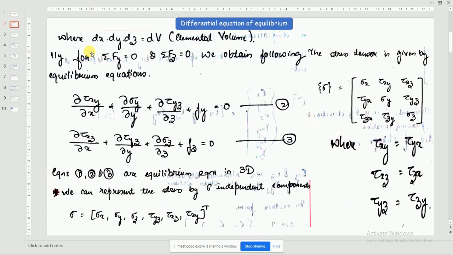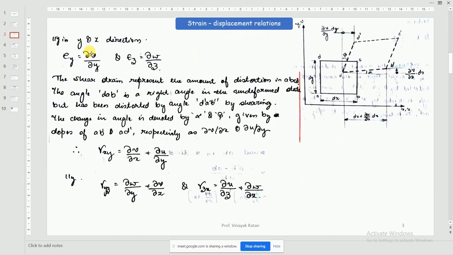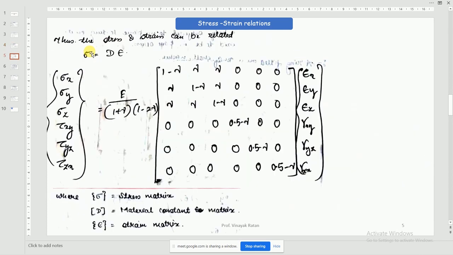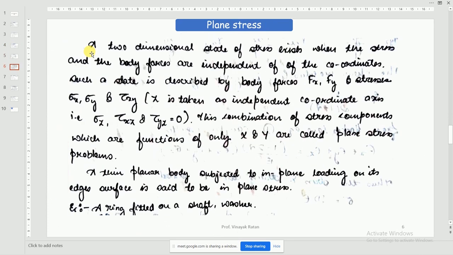Next, we have gone through the equilibrium equation, the differential equation in 3D, which is being shown to you on the slide here. After that we have gone through the strain-displacement relations and stress-strain relations. Now in today's class we'll go through what is plane stress and plane strain.